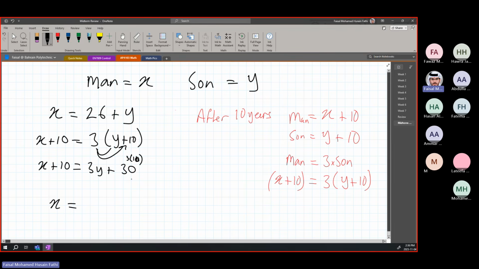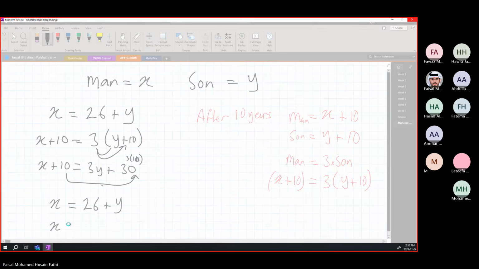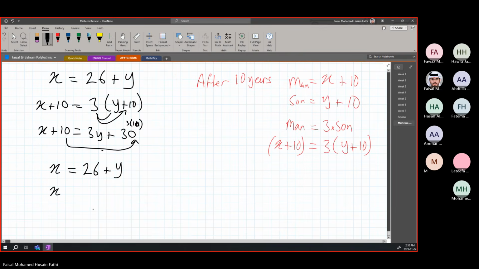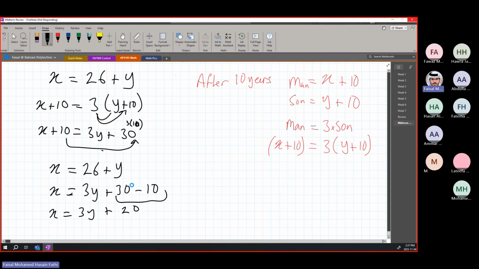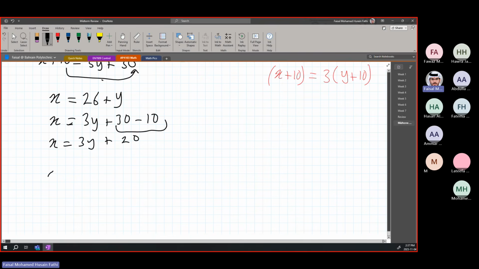So equation 1 is x equal to 26 plus y. The second equation: x plus 10 equals 3y plus 30, so x is equal to 3y plus 30 minus 10, which is plus 20. So we can say x is equal to 3y plus 20. And then you can solve this in whichever method you want, elimination or substitution. So x equals 26 plus y is equation 1, and x is equal to 3y plus 20 is equation 2.